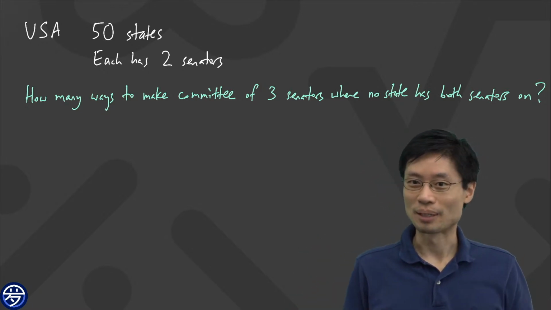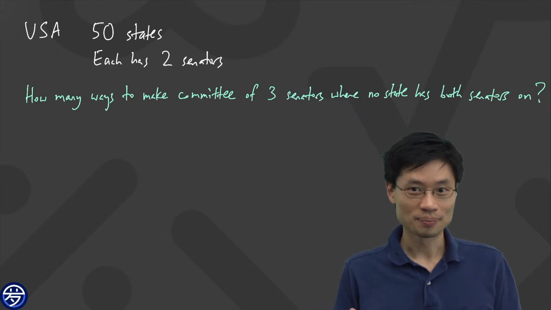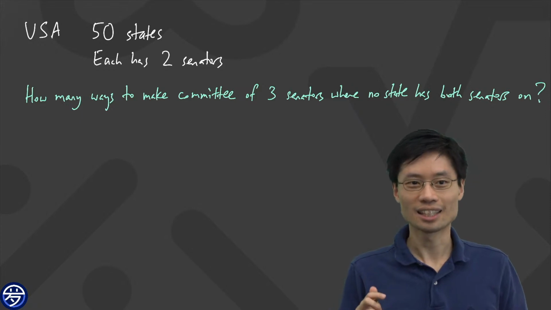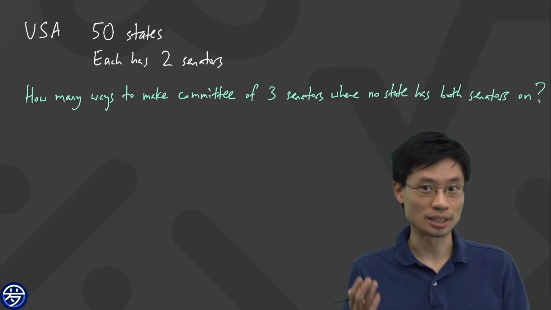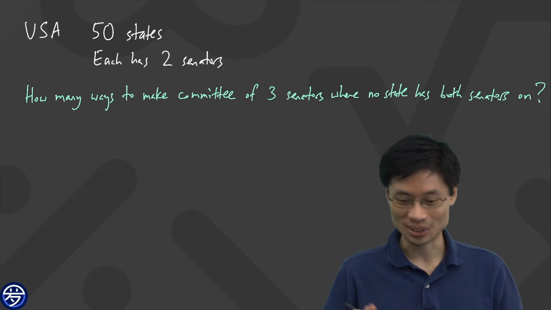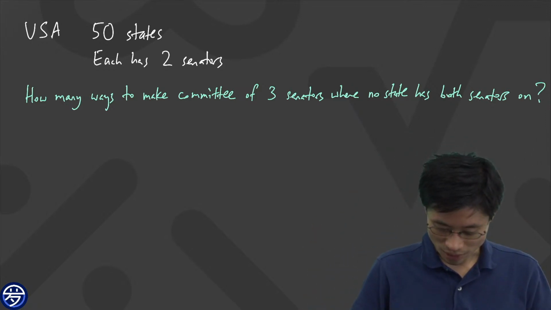Well, I guess we get to multiply, right? There's 100 people, so it looks like maybe it's 100 choose 3. Not exactly, I need to subtract something. Maybe it's complementary counting. Let me give you 2 ways to do this. One way is called complementary counting.